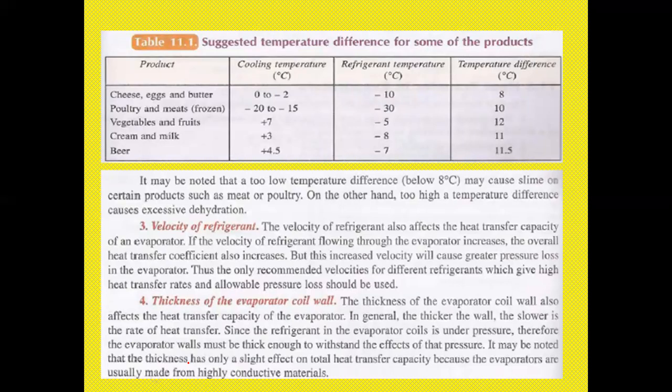See here, for the products cheese, eggs and butter, what is the cooling temperature you require? 0 to -2 degrees centigrade. What is the refrigerant temperature? -10 degrees centigrade. What is the temperature difference? 8 degrees centigrade. Next, for poultry and meats which are frozen, -20 to -15.